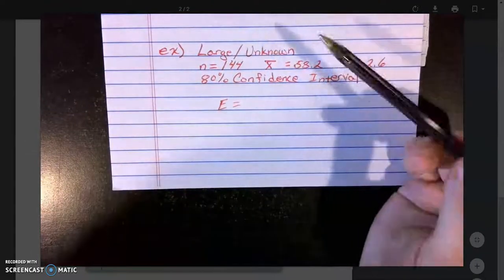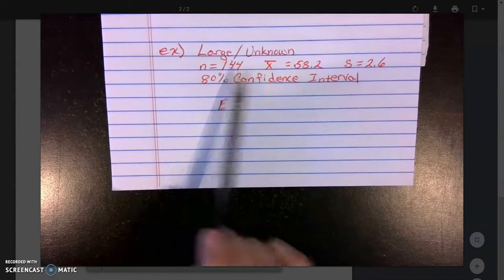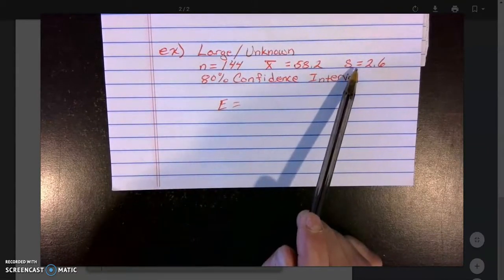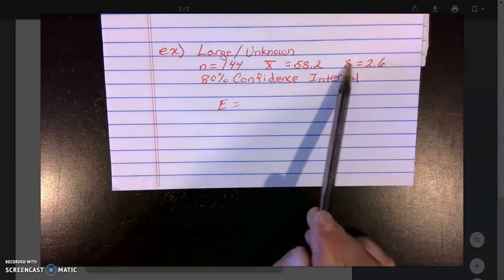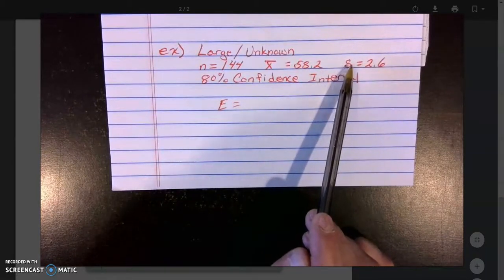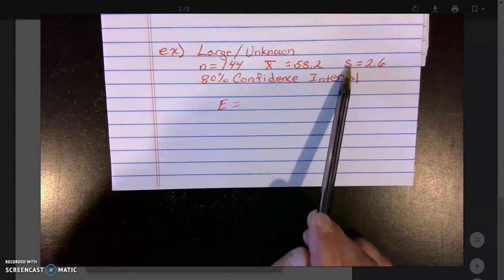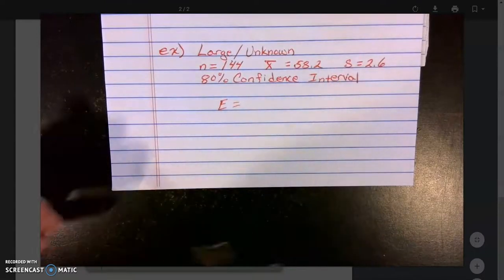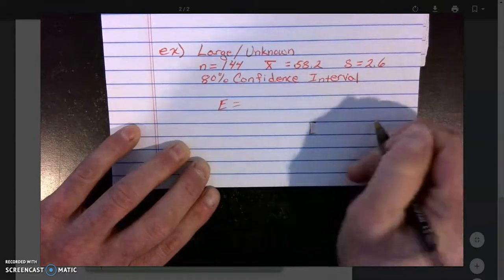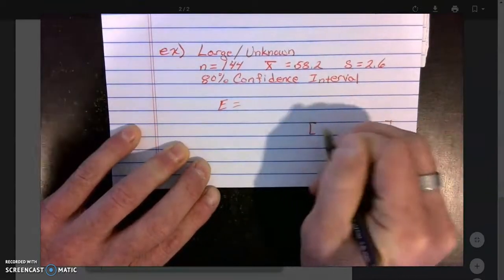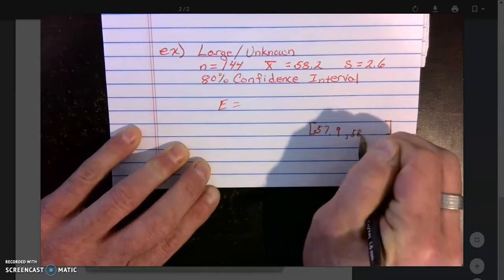I'll leave this one for you to do, but at the end of the day, what you need to do here is we need to notice that it is large, but the standard deviation is unknown. And the only reason I know it's unknown is because they're using S instead of sigma, okay? They're using S here. So what we need to do is just simply do the same formula and figure it out. Now, I will tell you that your confidence interval for this particular problem is going to be 57.9 and 58.25.